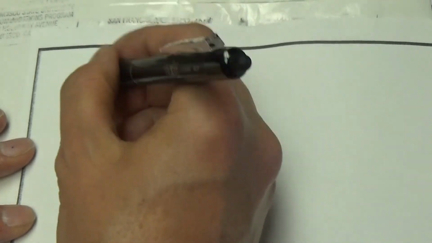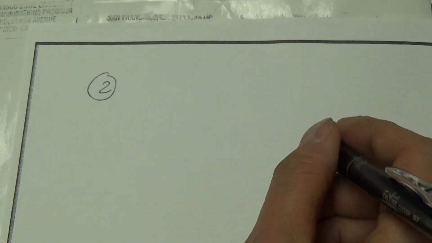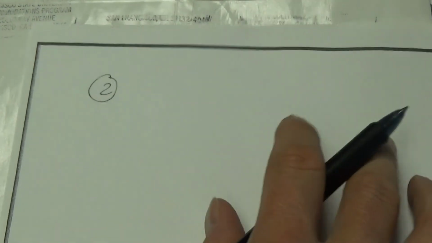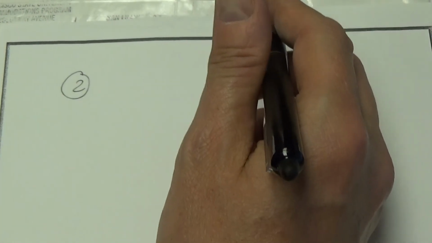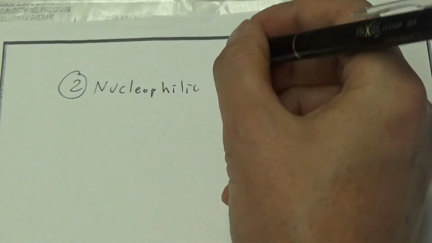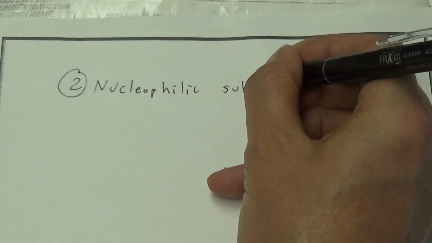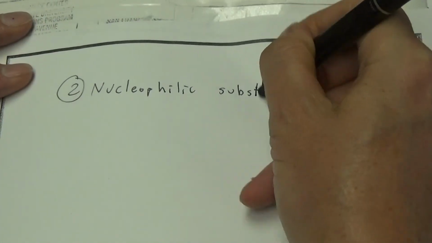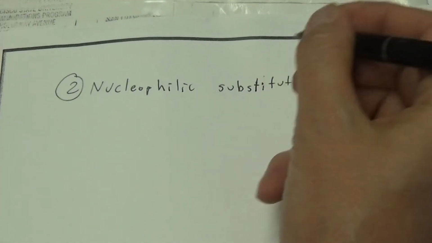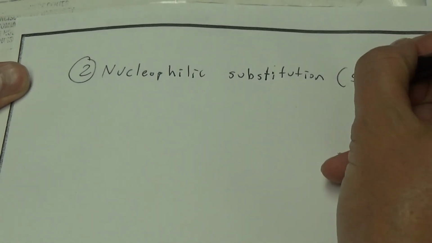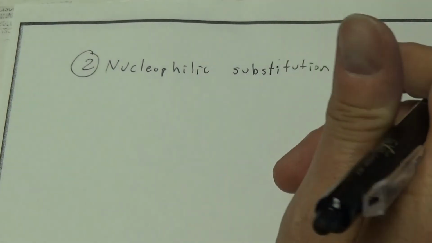Alright, so next we're on to topic number 2, which is a pretty critical chemical reaction that you're going to see almost through the end of Organic 1 and the end of Organic 2. It's a very important reaction. It's called Nucleophilic Substitution. And I'm going to tentatively give this an abbreviation called SN2.